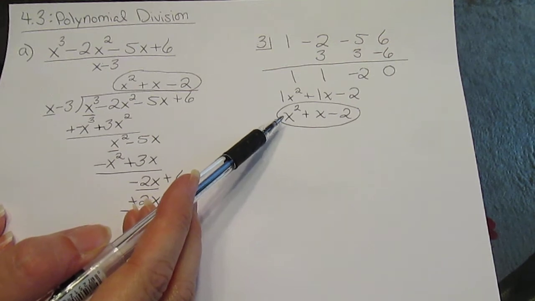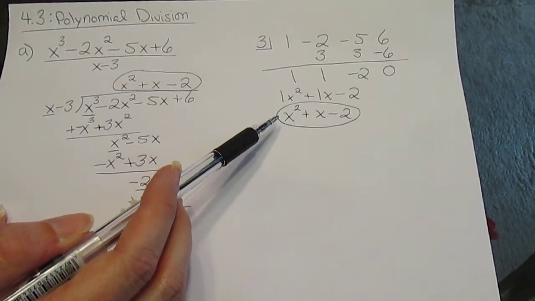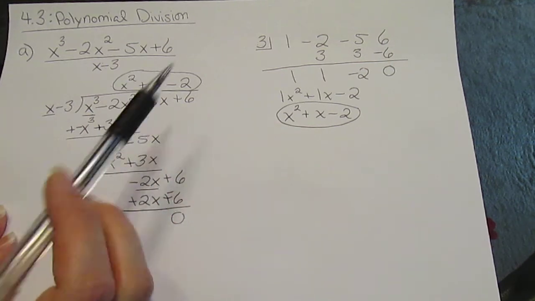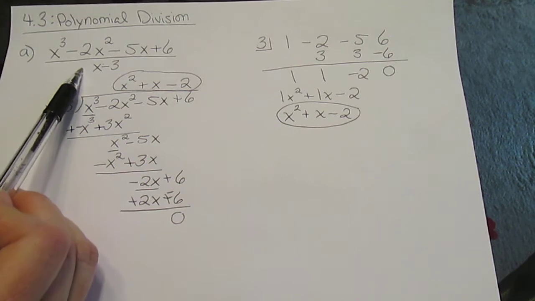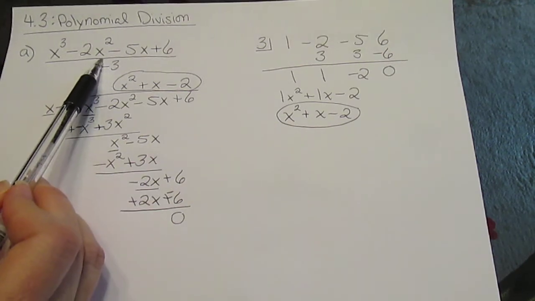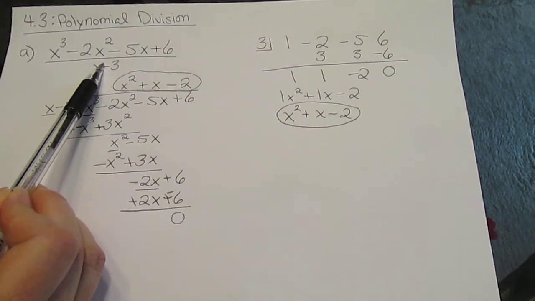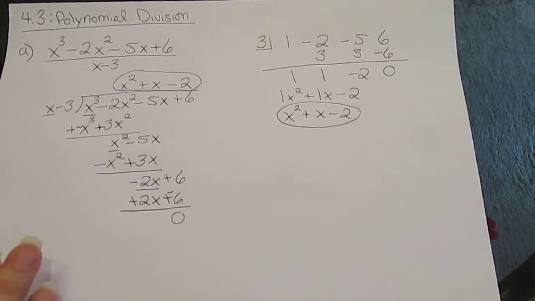Okay, so I'm just showing you 2 different methods. You are allowed to pick whichever method you want. Of course, sometimes you have to use long division. If you had something other than a 1 for the leading coefficient or something other than 1 for the degree, you would need to set it up as a long division problem. Let me show you another one.